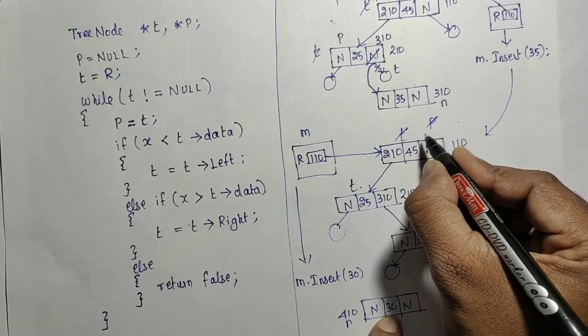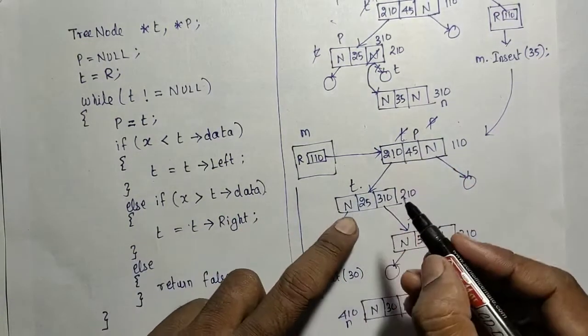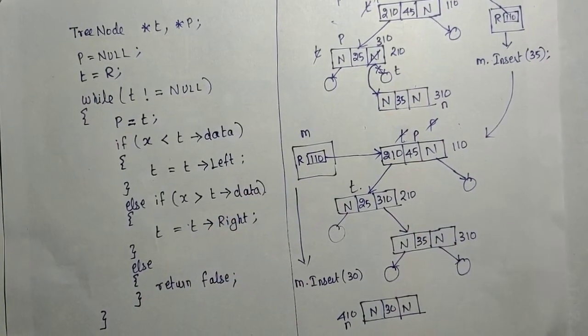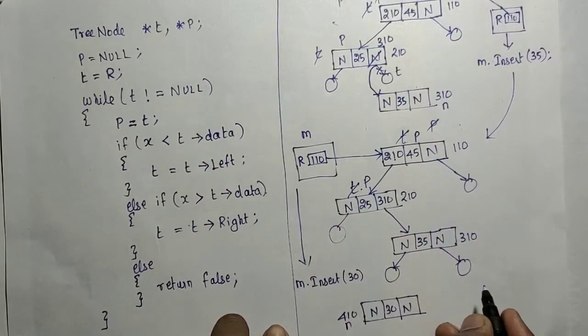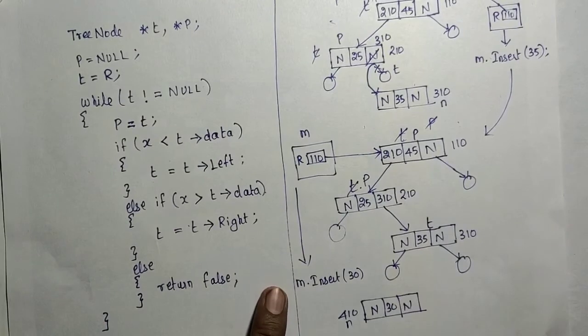So current T will be assigned as the P. Now T will be moved to the left side. Now 25, 30. 30 is greater. Greater means go right. Go right means current T will become P. T will be moved on right. Right side is 310. So the T will be moved to here.